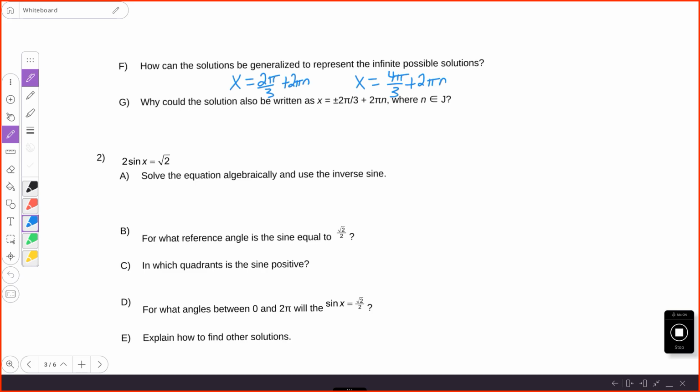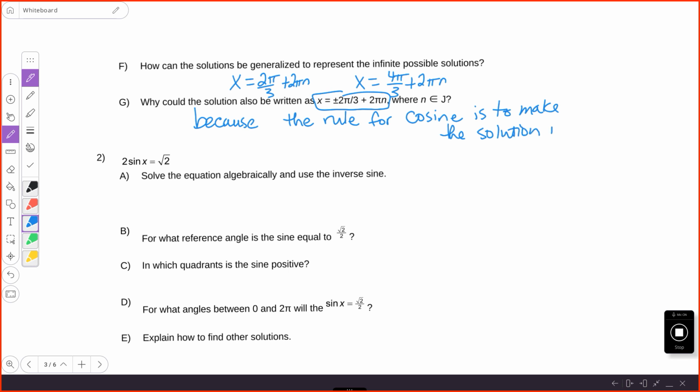Okay, and I'm just going to say, the reason that this works for cosine is just to make the solution negative. Now, that is not the rule for sine. The rule for sine, if you remember, is pi minus. Pi minus whatever the calculator gave you. Pi minus the first solution that you found.